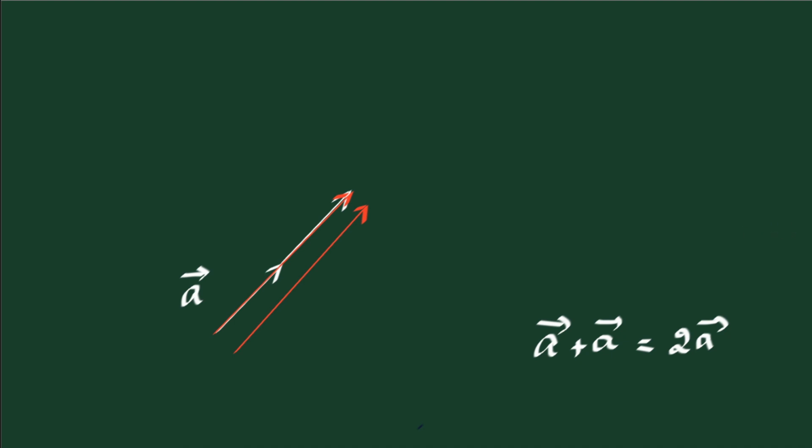Now you can imagine what 3A will be. A plus A plus A. It's going to be a vector 3 times as long, pointing in the same direction. So when you multiply a vector by a positive number, you're going to get a vector in the same direction. Okay, now this is 3A. What do you suppose minus 3A is? Minus 3A is going to be a vector opposite to this one of the same length.